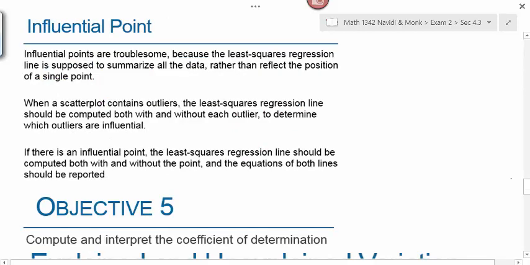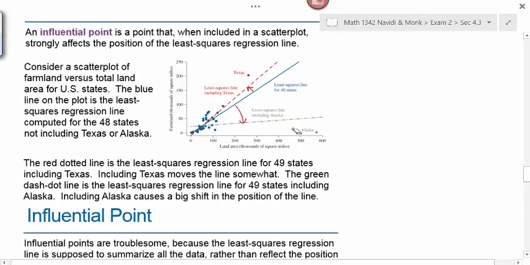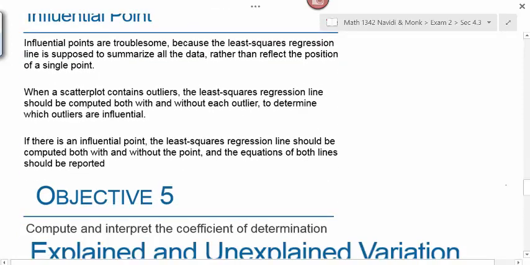Influential points are troublesome because the least squares regression line is supposed to summarize all the data rather than reflect the position of a single point. Up here, this regression line reflects the behavior mainly of Alaska. So we would say that Alaska is an influential point.